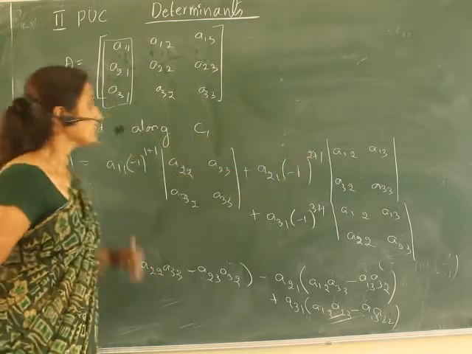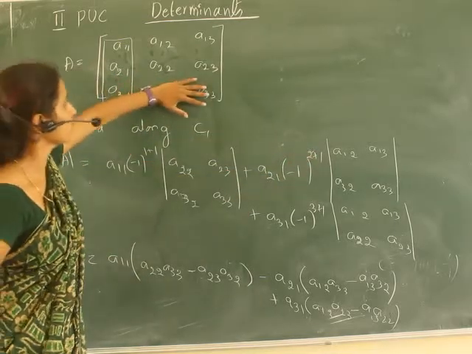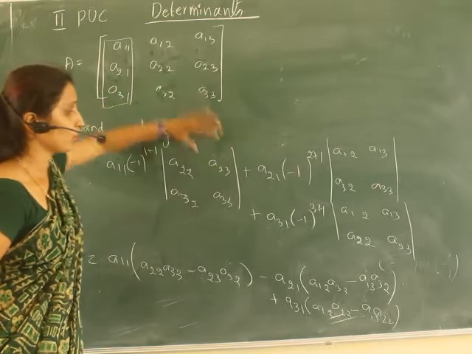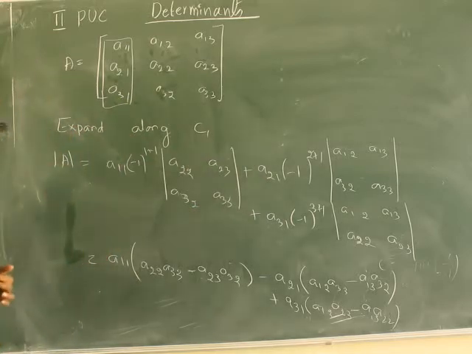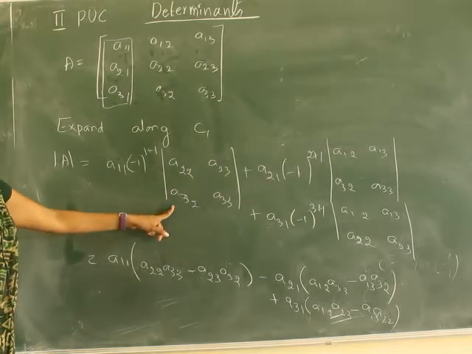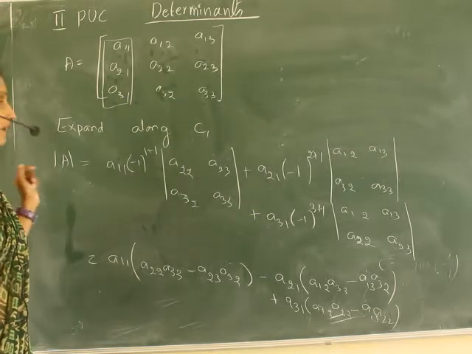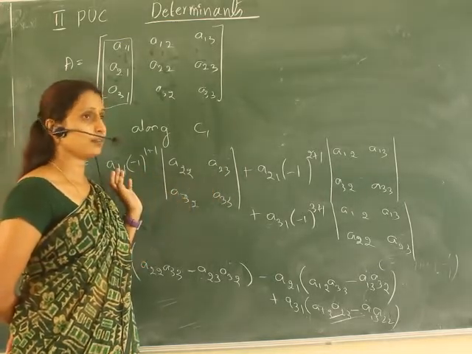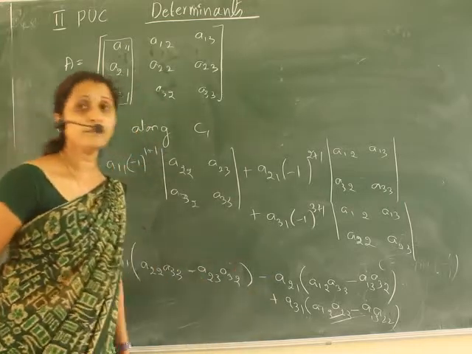Next is A31. I have to delete the third row and first column. What is remaining? A12, A13, A22, A23. Then again this is a second order matrix, of order 2. If the order is 2, then we know how to find the determinant: A22 A33 minus A23 A32. So this we obtain if I expand along C1.